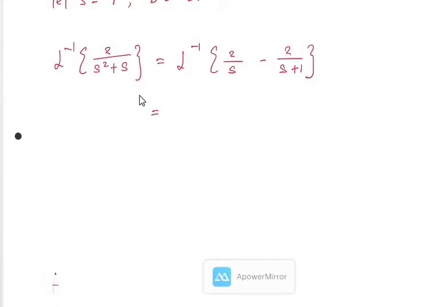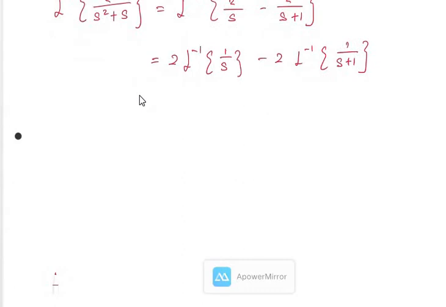This is equivalent to, I take out the 2, and I leave 1 over s, and then I take out the 2 also, I leave 1 over s plus 1. Again, the inverse Laplace transform of 1 over s gives 1, multiplied with 2, I get 2, minus, for s plus 1, I change to e to the power minus t, because e to the power at is equal to 1 over s minus a. So for s plus 1, I get e to the power minus t.